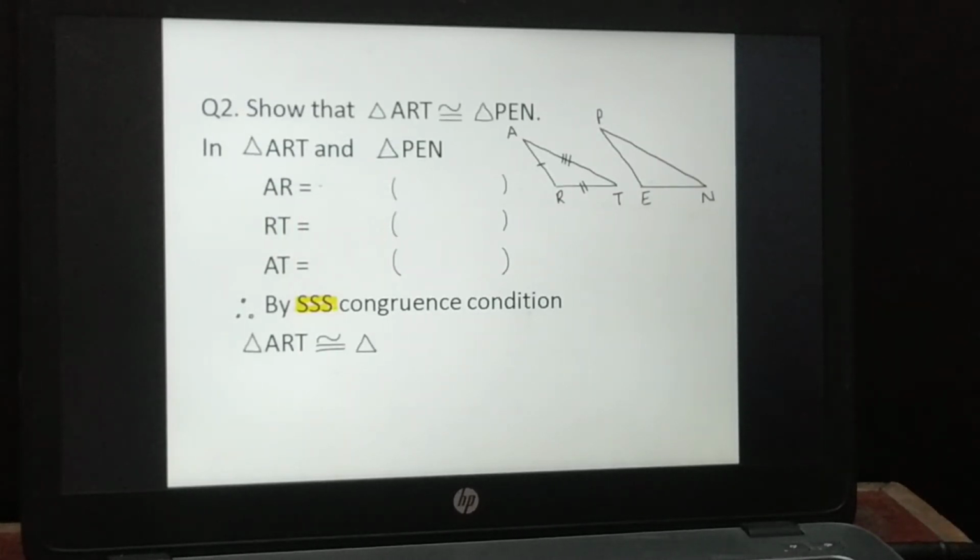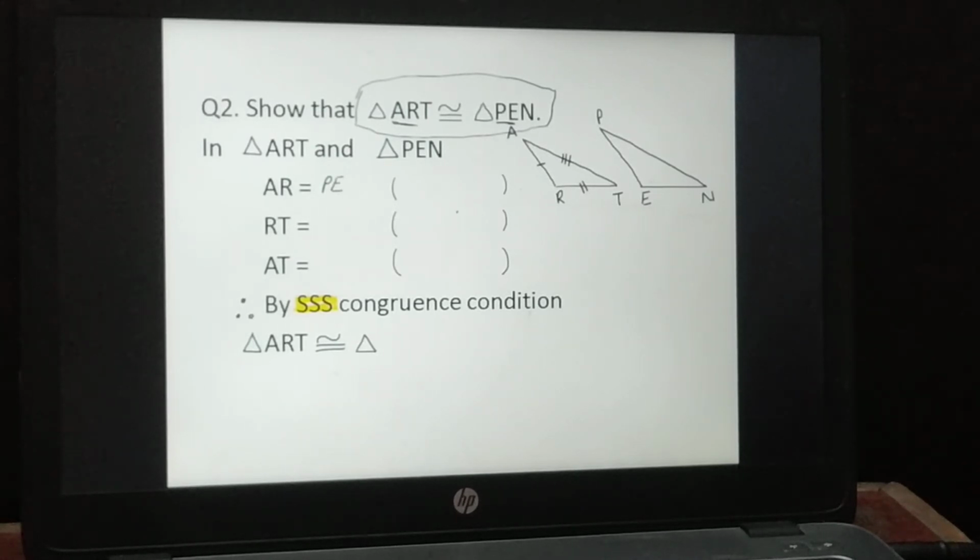Now this is your next question. Again these two triangles are given and it is already given as the SSS congruence condition. So the congruence condition is also given. You just need to find the corresponding parts. In my first or second video, I told you that whenever the congruence condition is given, from there we can find the corresponding parts. For example, here it is written AR. So AR means, again using the first two, AR will be equal to PE.